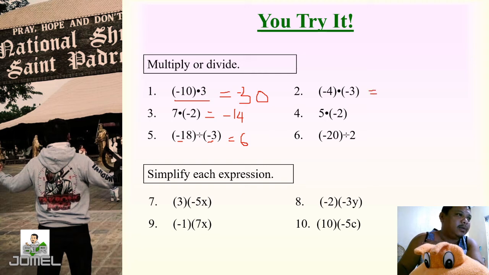How about number 2? Negative 4 times negative 3. They are both negative, so the product is positive 12. Then 5 times negative 2, the product is negative 10. Okay? And then negative 20 divided by positive 2. Unlike signs, then 20 divided by 2 is 10. So that is negative 10.